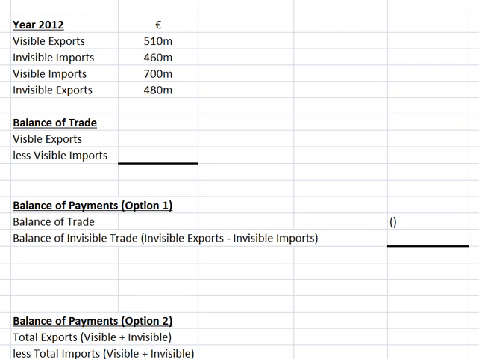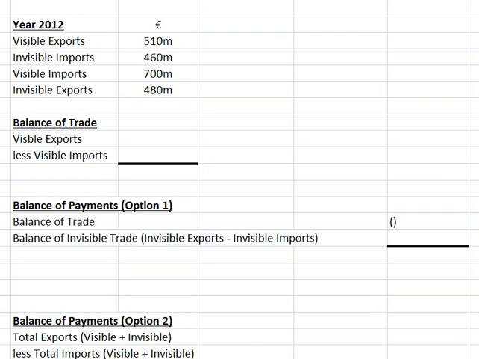Examples: beef and dairy. Visible imports are goods produced abroad. Physical goods produced abroad, purchased by Irish consumers. Examples: cars, PlayStations, televisions. These goods are produced abroad, brought into Ireland and purchased by Irish consumers.